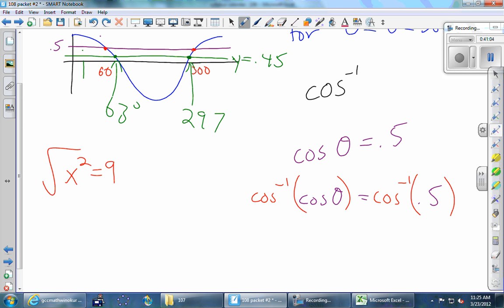And the way the inverse cosine is defined, what happens when you have inverse cosine of theta? It's just theta, and that's the point. So we're going to write theta equals inverse cosine of 0.5.